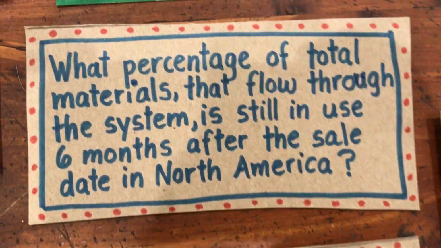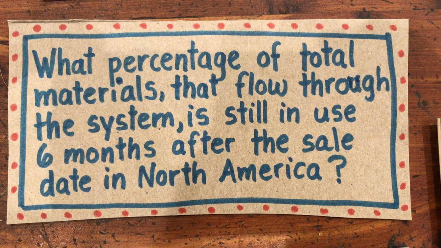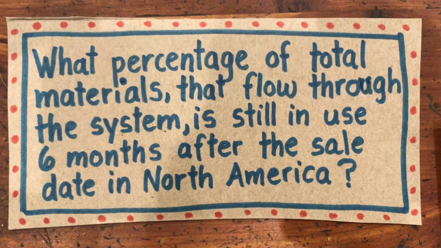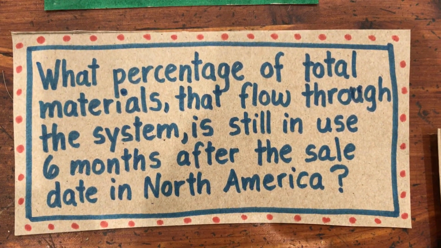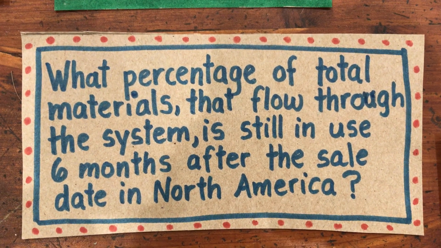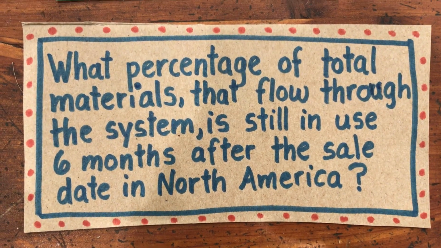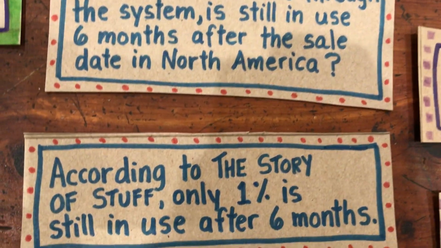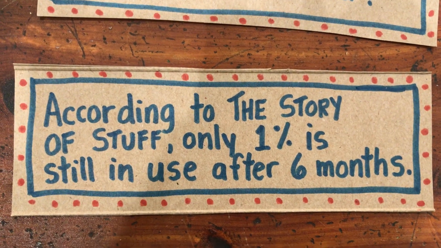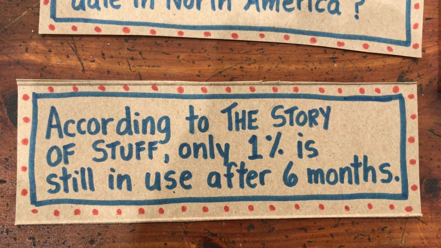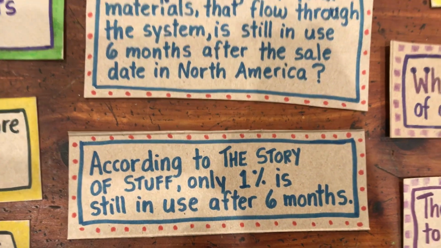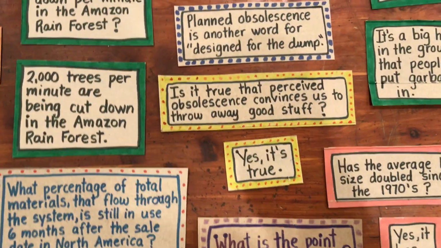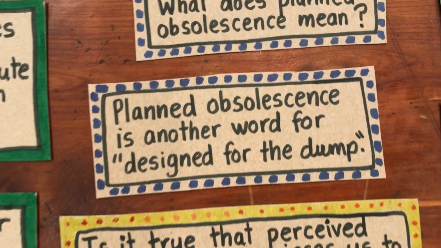What percentage of total materials that flow through the system is still in use 6 months after the sale date in North America? So if you buy stuff, like we buy packages of spinach and all kinds of foods, and we buy toasters and all these things, what percentage is still in use? On average, only 1% is still in use after 6 months. So just picture when you go into a store and all the stuff that you put in your shopping cart and all of the packaging and all of the items, only 1% is left after 6 months.